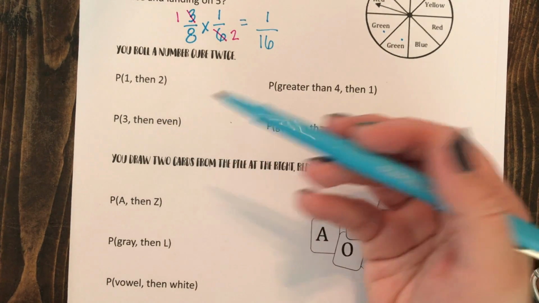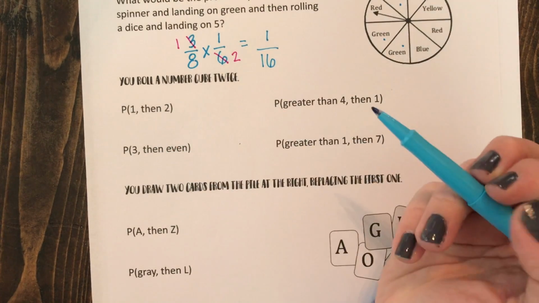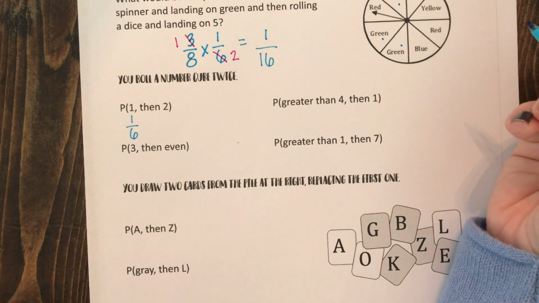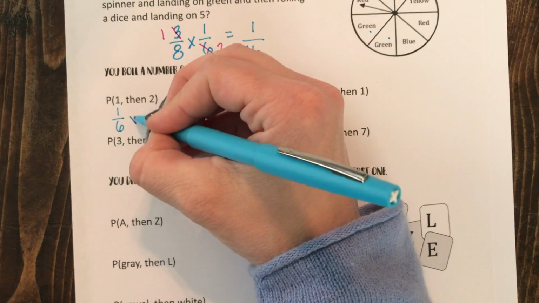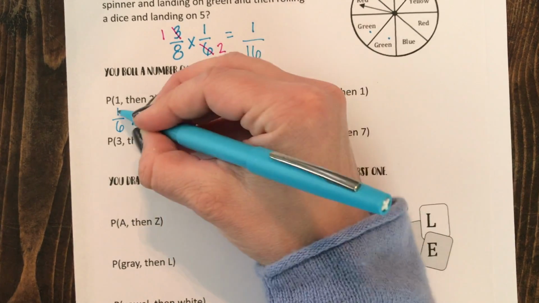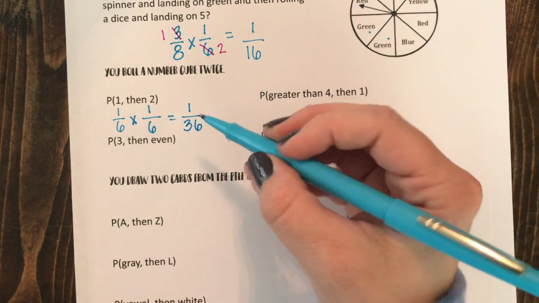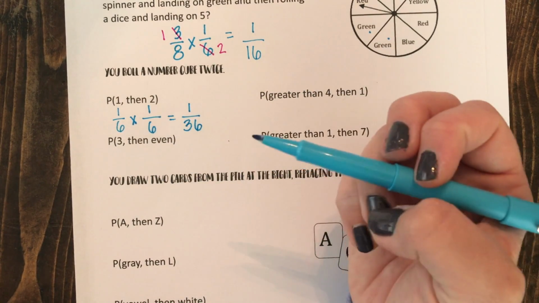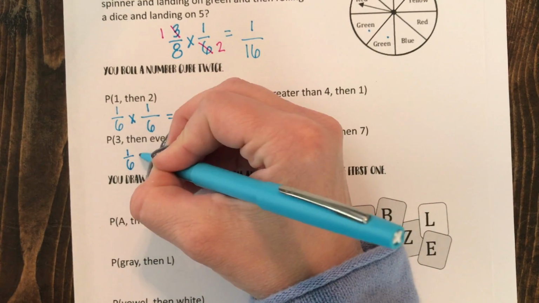Okay, so we're gonna roll our number cube or our dice. Okay, if I roll it the first time, what are the chances that I get a 1? Okay, it's 1 out of 6 because there's only one side that's 1 on a dice. And then what's the chances that I roll it again and get a 2? 1 out of 6. So 1 times 1 is 1, 6 times 6 is 36. Okay, and it's only 1 because there's only one number 2 on the dice. Okay, so what are the chances that I roll it and get a 3? Well, that's 1 out of 6.